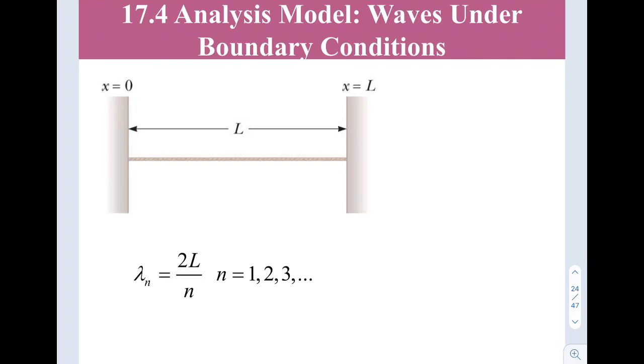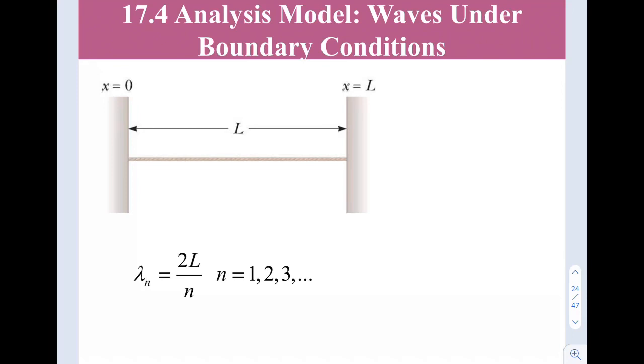In this section, we are going to combine the ideas in 17.2 and 17.3. How do boundaries affect standing waves? In this figure, we have a string of length L fixed at both ends. This is a similar model for a guitar string or piano string. Waves can travel in both directions on the string due to the reflection from both ends. So a standing wave can be set up in the string by continuous superposition of incident and reflected waves.